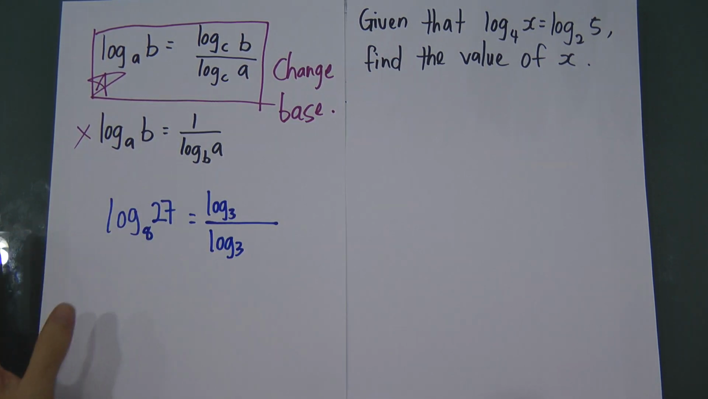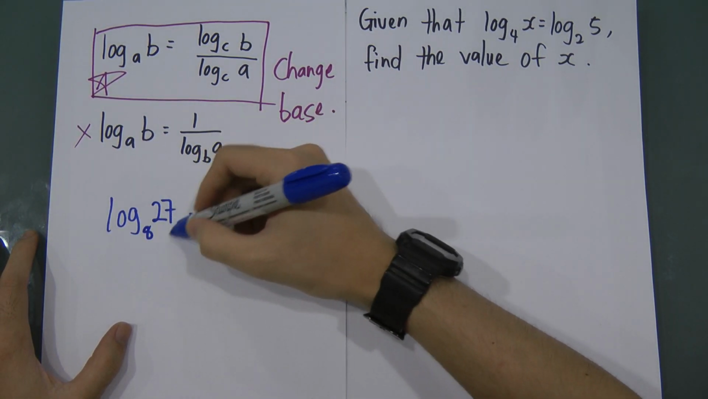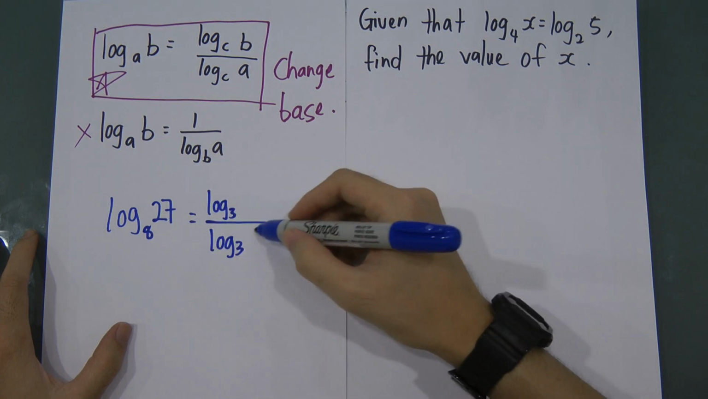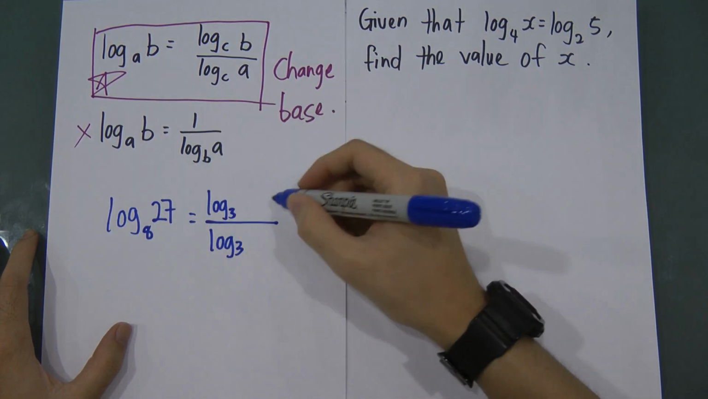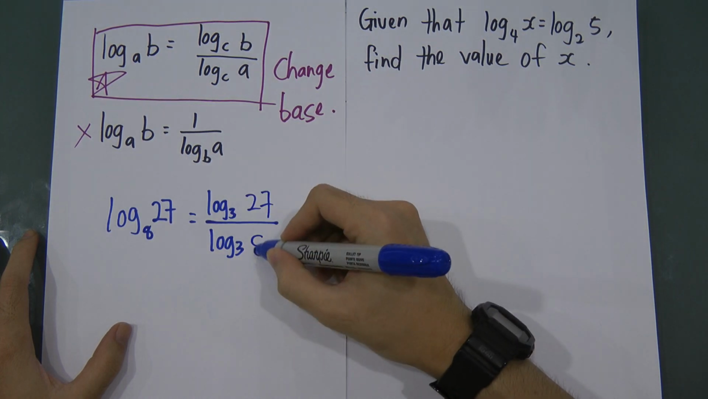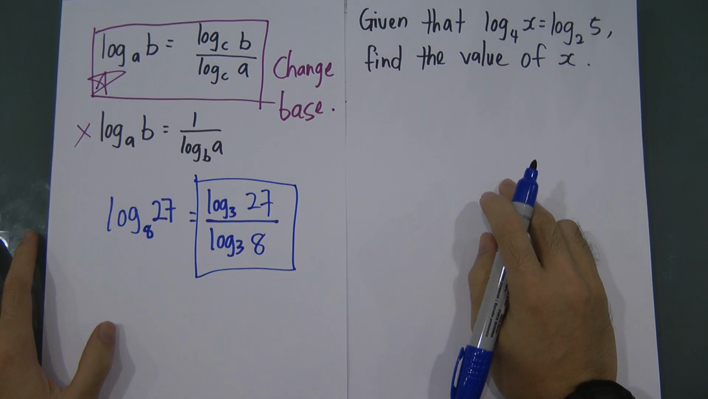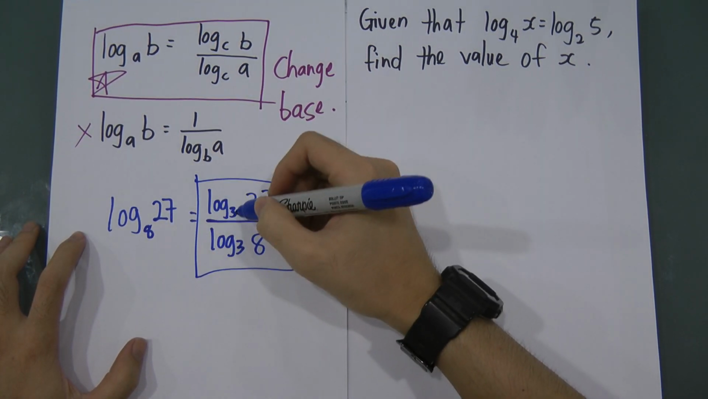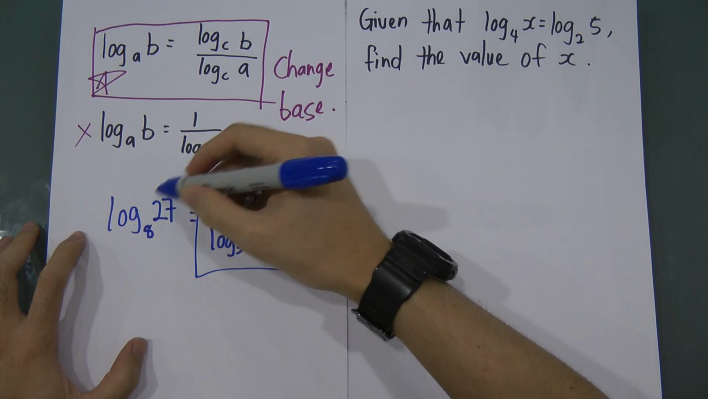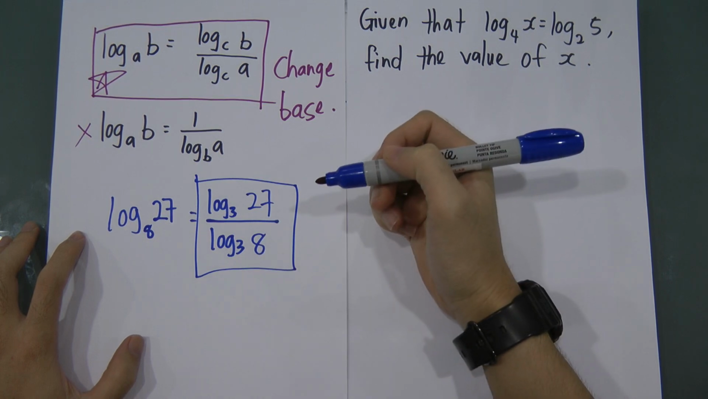Alright, and then on the top I will write the bigger number, and on the bottom I will write the base. So the number over here is 27, the base is x. Then I'm done. This is the way I change base. It's very simple. You just draw a line, whatever base you want you write, and then the number goes on the top, the base number goes on the bottom.